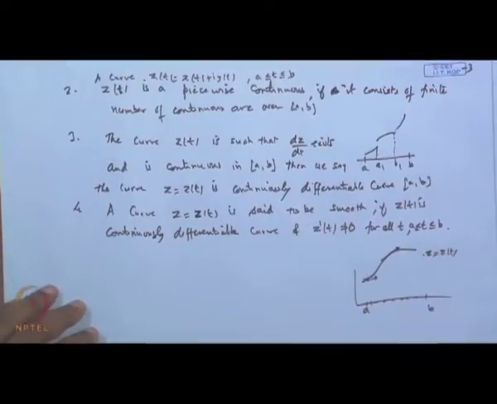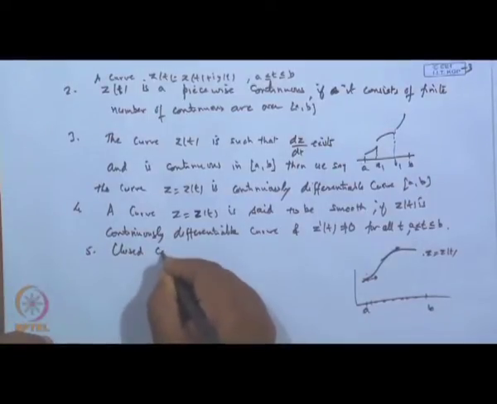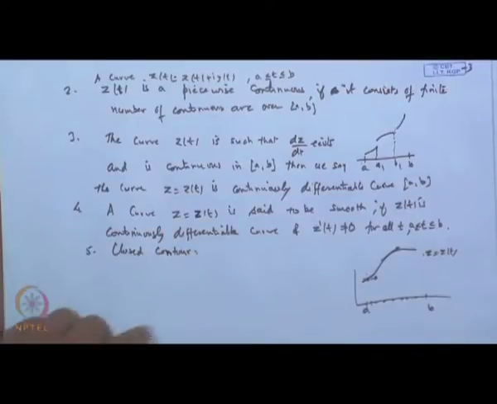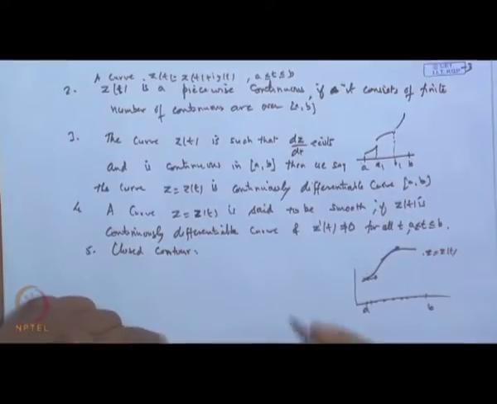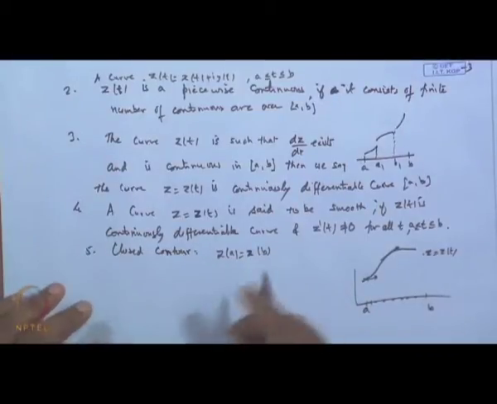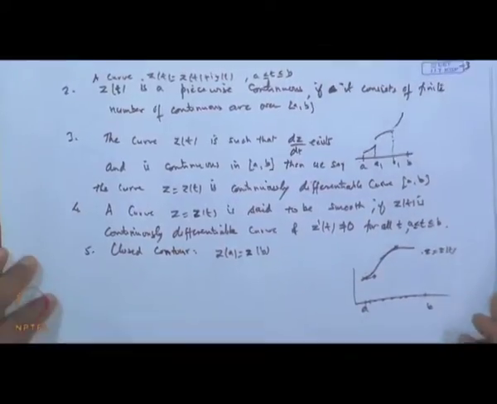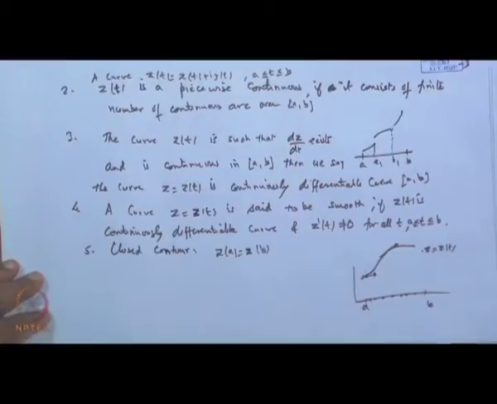Now, for a closed contour, we mean that if z(a) equals z(b), then the curve is said to be closed, or we say a closed contour. Now, we are interested in the line integral of the function f(z).